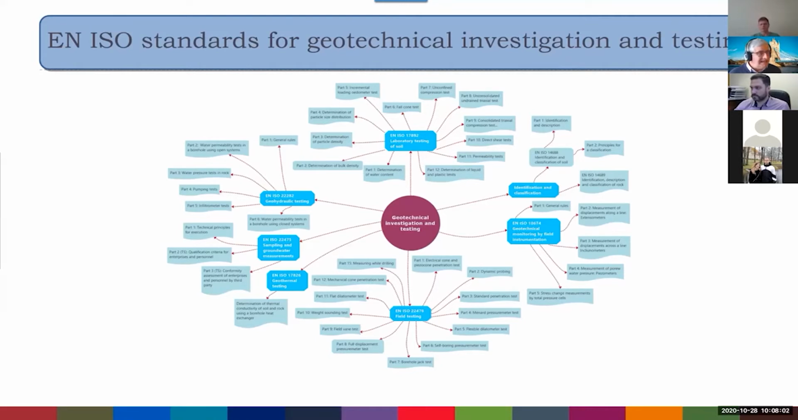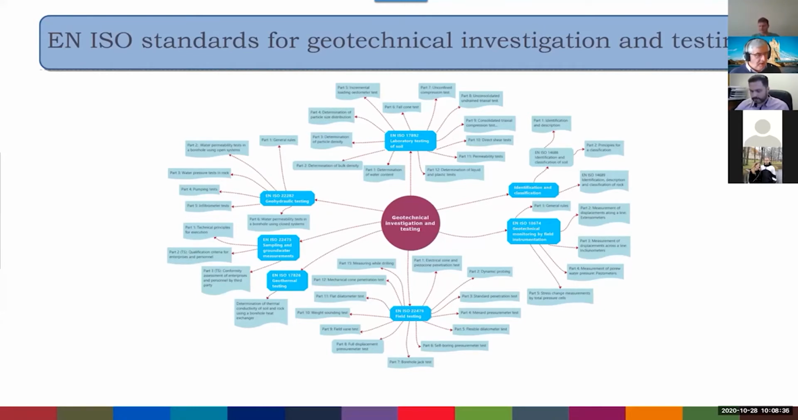If you turn anti-clockwise to the left, you see EN ISO 22282 geohydraulic testing. So this is getting water pressures in rock and in soil, water permeability tests using open systems, pumping tests, closed systems. So a variety of standards there dealing with measurement of water pressures in the ground. The next one round anti-clockwise is sampling and groundwater measurements. And this is a very important document.